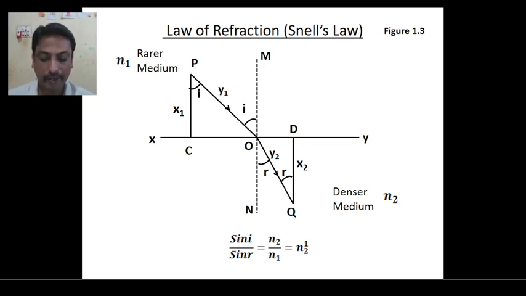Again, dividing equation 2 by 3, we get n1 x1 sec I tan I di divided by x1 sec square I di is equal to minus n2 x2 sec r tan r dr divided by minus x2 sec square r dr. So this can be simplified as n1 tan I divided by sec I is equal to n2 tan r divided by sec r. So this will give you n1 sin I is equal to n2 sin r. So that implies sin I by sin r is equal to n2 divided by n1, which is known as the well-known Snell's law.